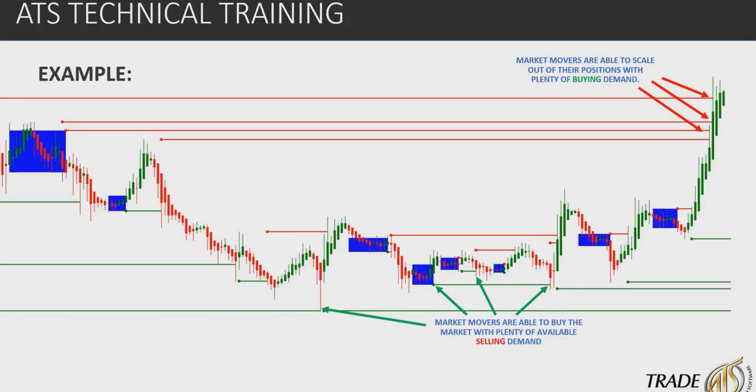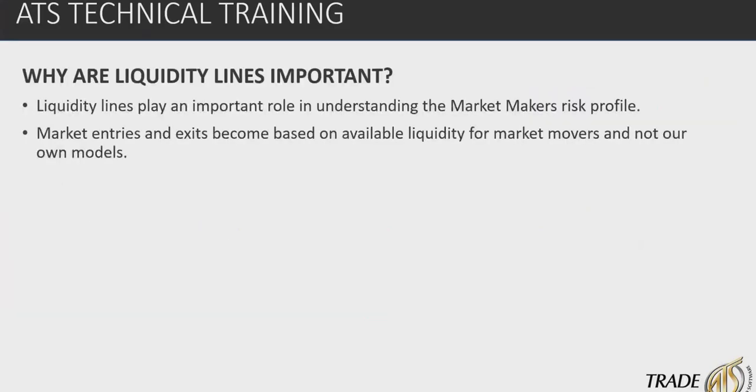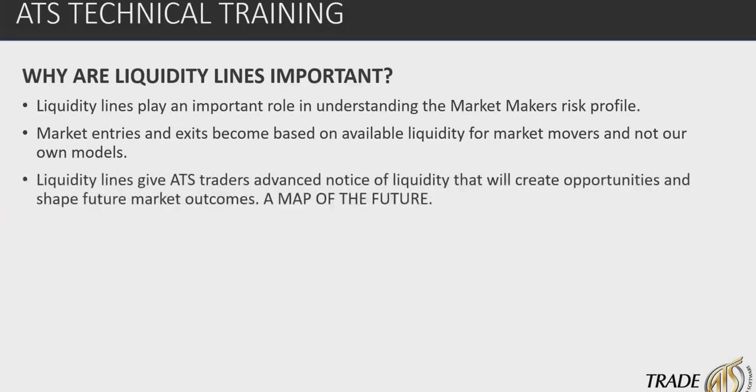So understanding these liquidity lines and using them in the map can give you a sense of where the markets are, when the markets are turning, and also give you those projected price targets once you actually catch the trend. Where is this market potentially going to push to, and where should I be scaling out of the trade myself? So you align yourself with that smart money. In conclusion, with why liquidity lines are important, liquidity lines give ATS traders advance notice of liquidity that will create opportunities and shape future market outcomes, thus becoming a map of the future.